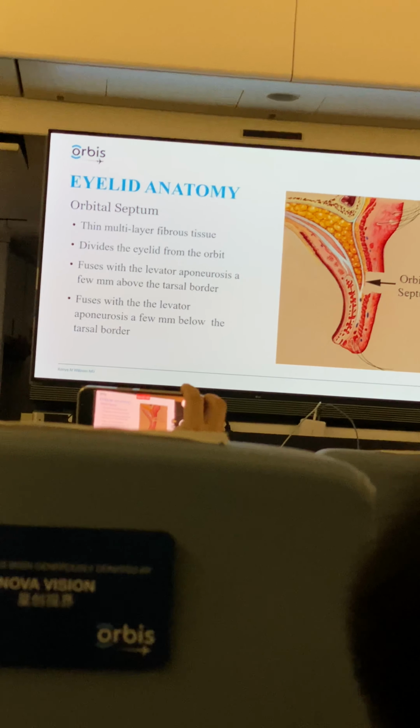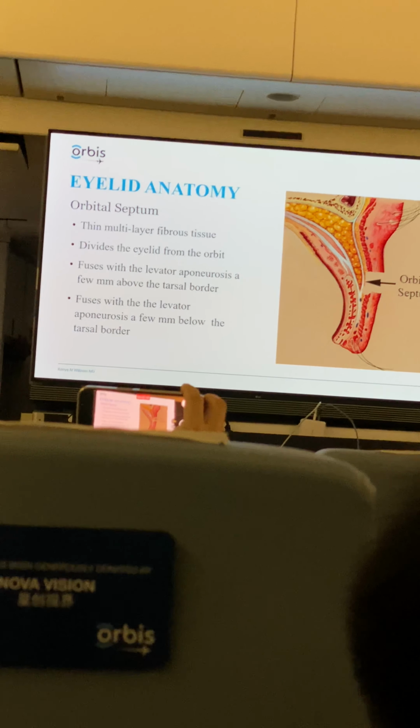In a non-Asian eyelid, this septum fuses with the levator higher up on the tarsus. In an Asian eyelid, this fusion is lower, allowing the fat to come more inferior.